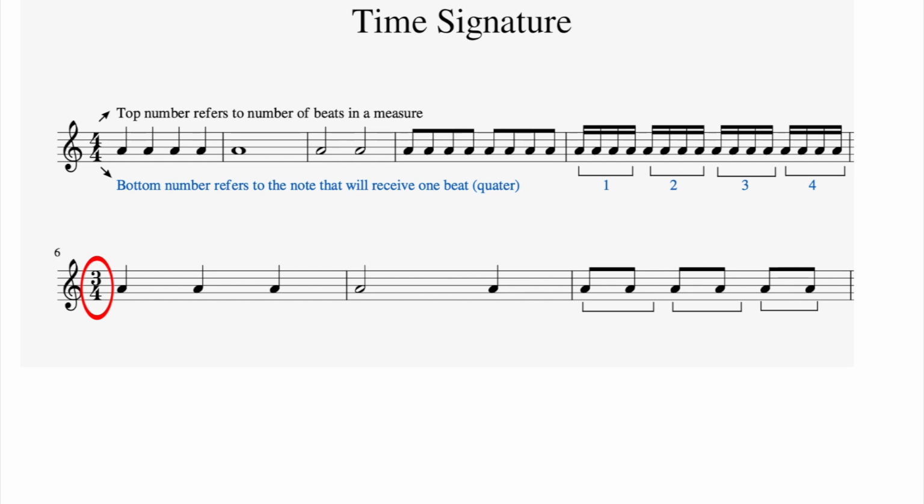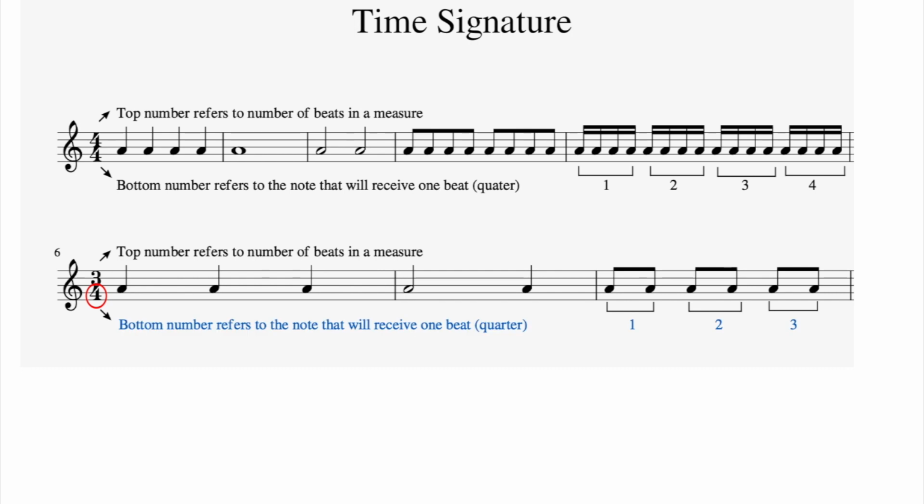Now in the second example, we have the numbers 3, 4. Again, the top number refers to the number of beats in the measure, and the bottom number refers to the note that will receive one beat. So in this case, it's still a quarter note. That means we will have 3 quarter notes in a measure.